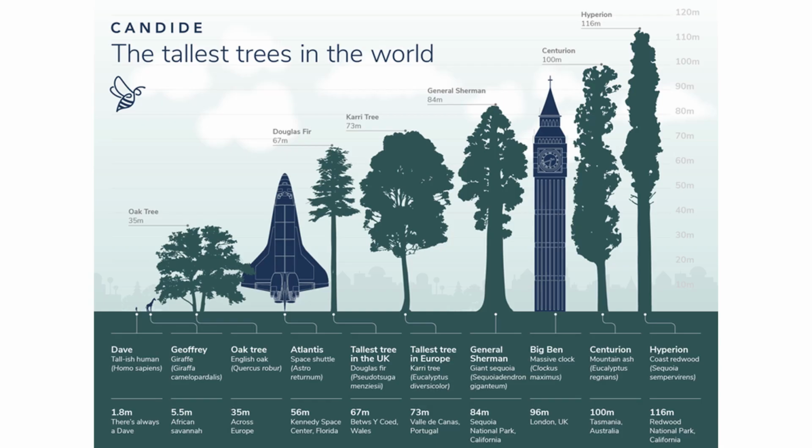Here is an infographic that shows Hyperion, which is on the very far right. So Hyperion is about 116 meters. It's over 350 feet tall, I think. So it's much taller than Big Ben, which is obviously a very large clock. It is also a lot taller than the Atlantis space shuttle. There are other trees that are pretty tall, but again, Hyperion is going to reign supreme.